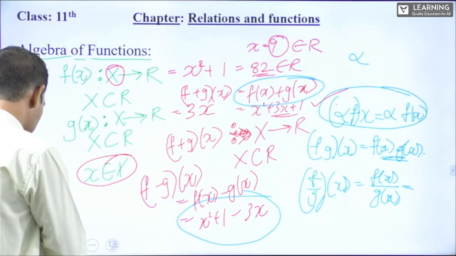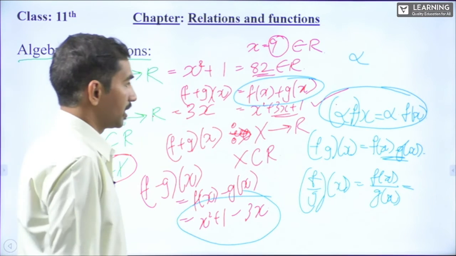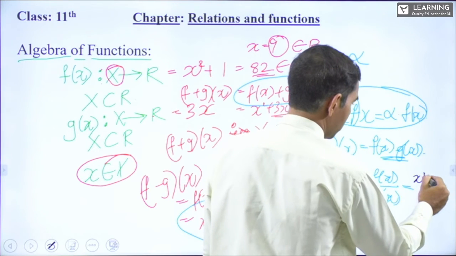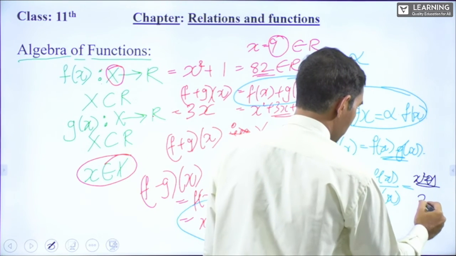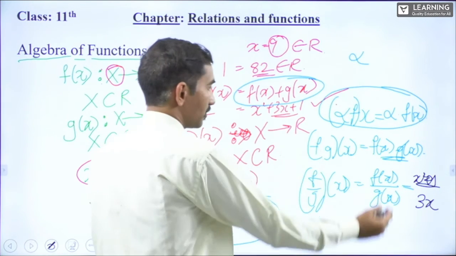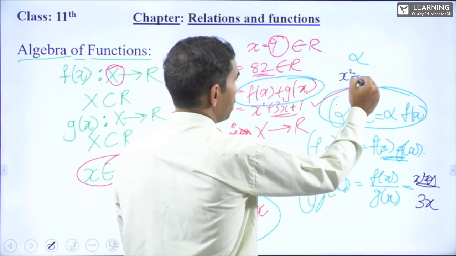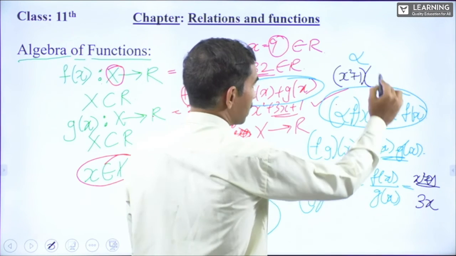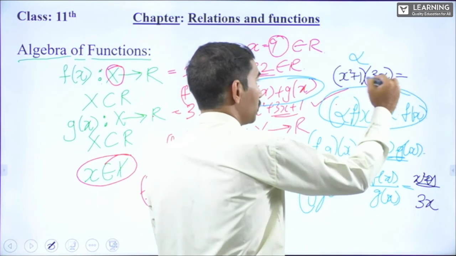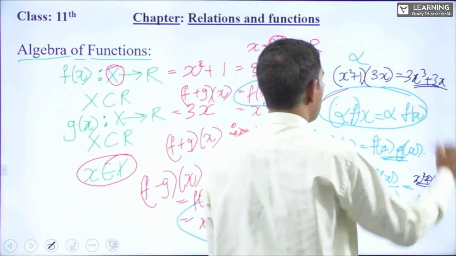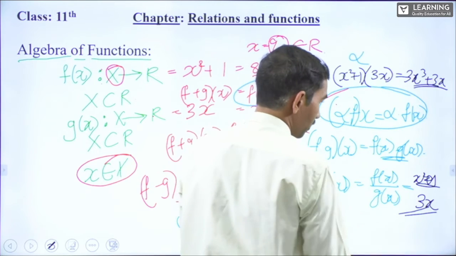With respect to the example, we can write f of x is nothing but x square plus 1 and g of x is nothing but 3x. So here f of x into g of x, what is f of x? x square plus 1. And what is g of x? That is nothing but 3x, which is equal to 3x cube plus 3x. Multiplication of functions, division of functions.